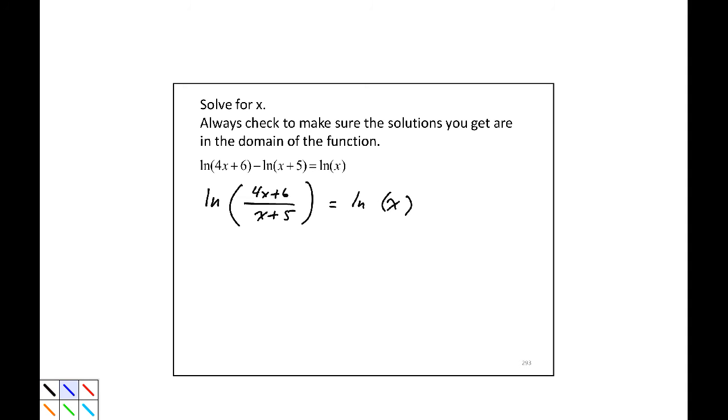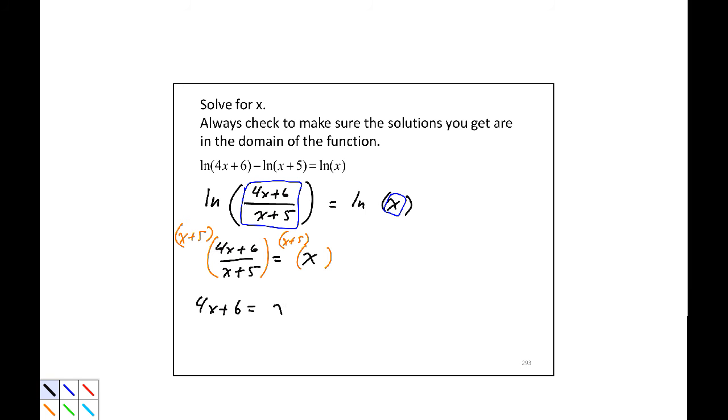Now, because the bases are the same, they're both base e, the arguments must be the same. So 4x plus 6 over x plus 5 must be equal to x. Now, this is a rational equation, so we can multiply both sides of the equation by x plus 5 to clear that denominator. That will result in 4x plus 6 equals x times x plus 5, which distributing would be x squared plus 5x.